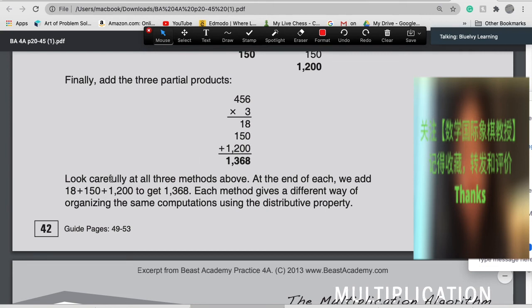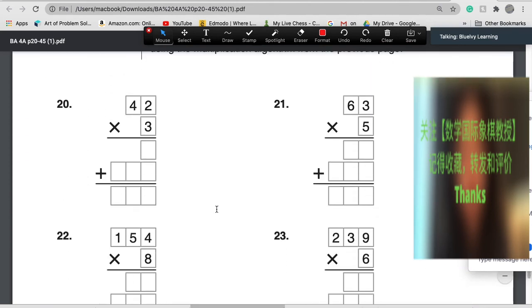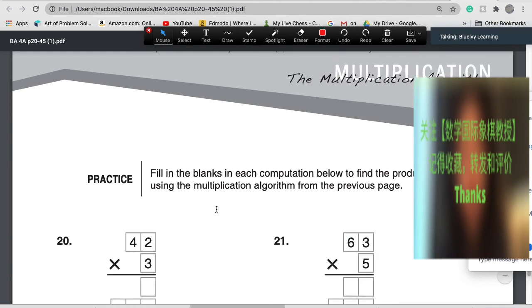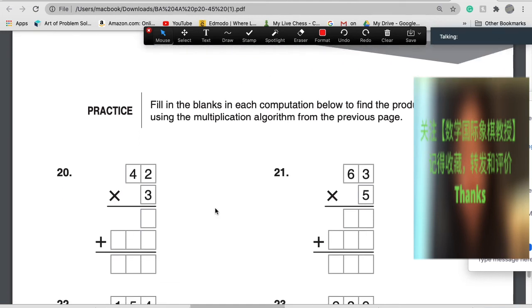See here, they said look carefully at all 3 methods above. At the end of each, we add these 3 numbers to get 1,368. Each method gives a different way of organizing the same computations using the distributive property. Here actually we show you the 3 ways, okay? The one way, you use area. Another one you distribute. Another one you use a vertical formula.